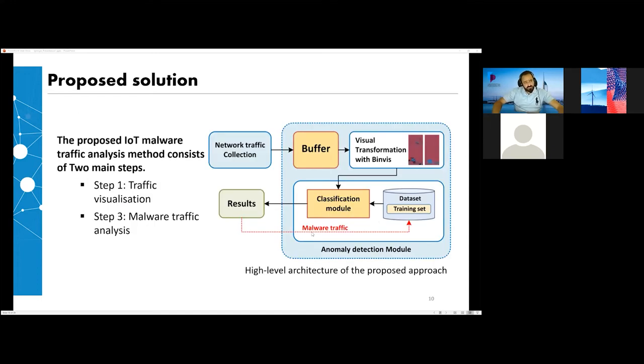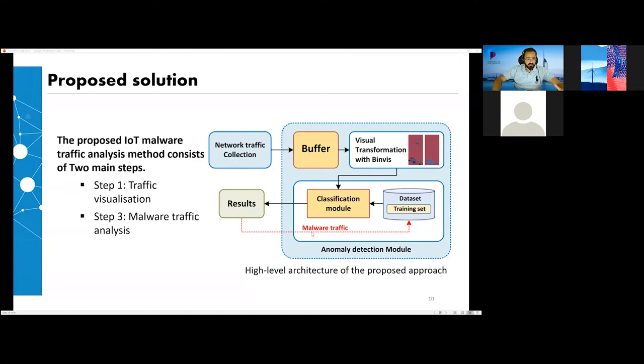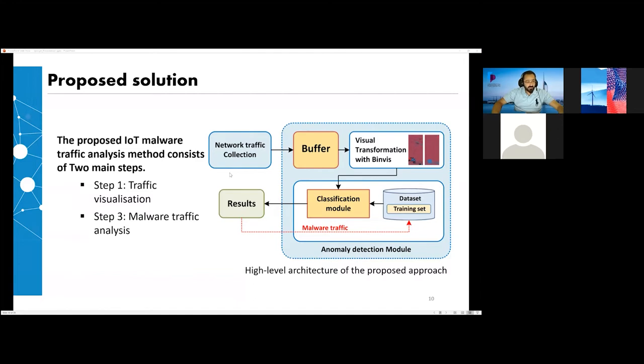So I will talk a little bit here about the solution we came up with. We built a new system, a new IPS. Basically, we have the network traffic coming in. As the network traffic is coming, we keep buffering, because you may have a high throughput, high flow of network traffic. So we have the buffer, and from this buffer, we have segments of traffic.